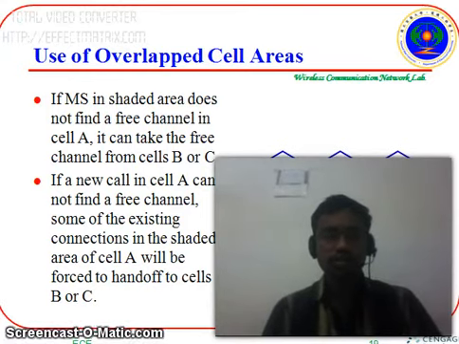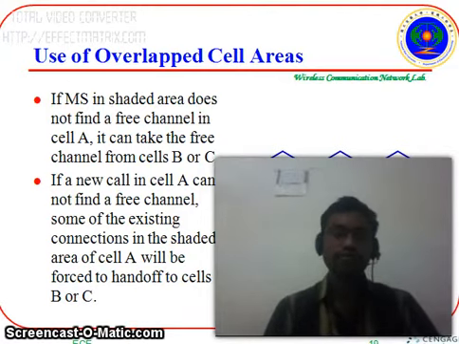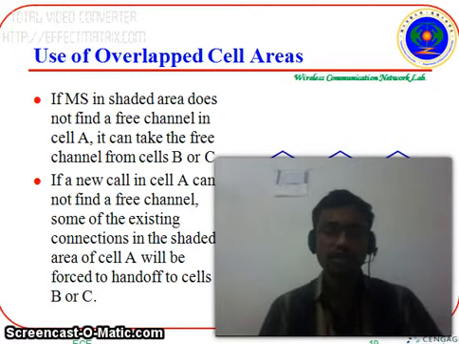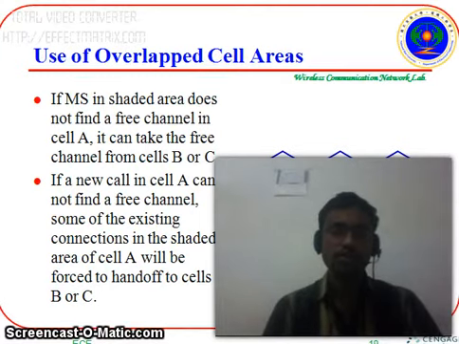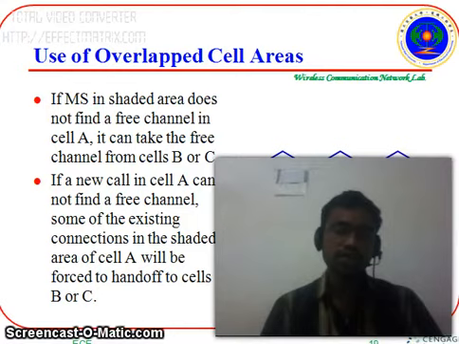If a new call in cell A cannot find a free channel, some existing connections in a shared area of cell A will be forced to hand off to cell B or C. These are the concepts available in channel allocation schemes.